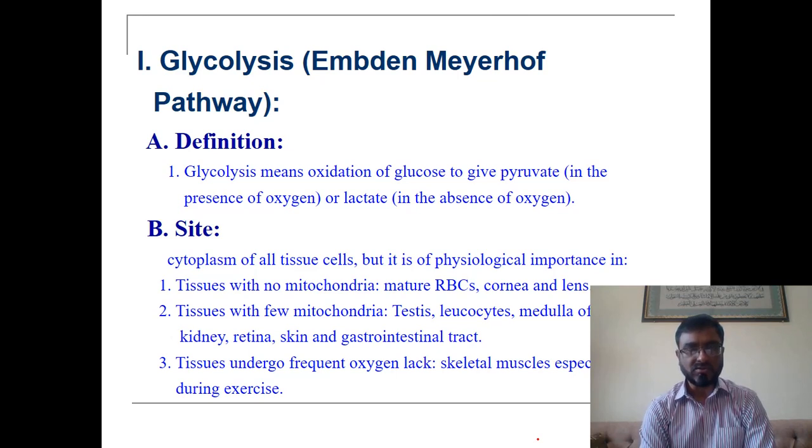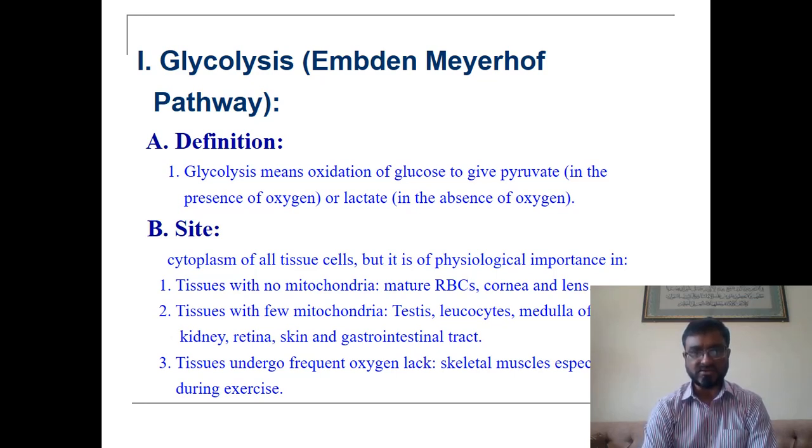It's a 3-carbon compound. So this glycolysis process means oxidation of glucose to give the pyruvate in the presence of oxygen, or lactate may be formed in the absence of oxygen. So what is the site for this glycolysis process?